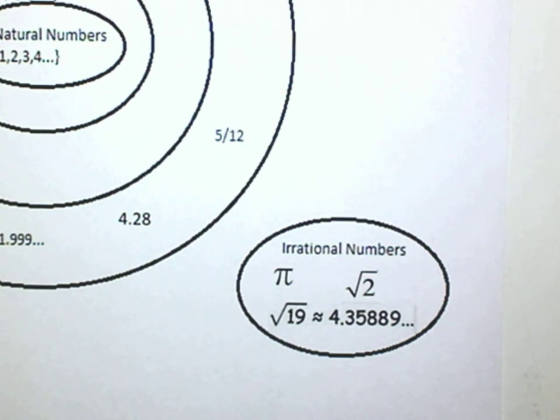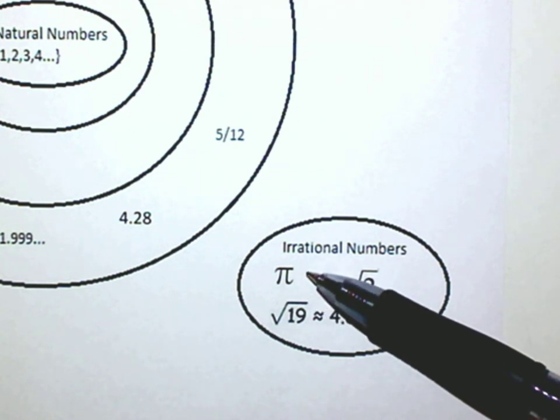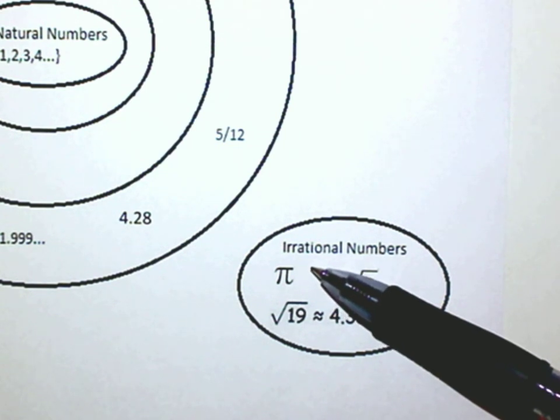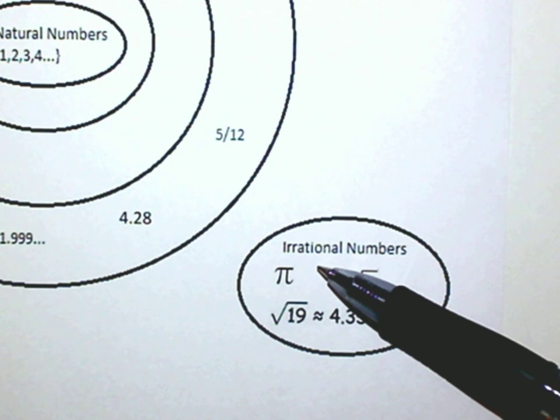One example of an irrational number is pi. If we try to write pi as a decimal, we find that the decimal keeps on going without end and without repeating. It starts out as 3.14159 and just keeps going forever. We call this a non-terminating, non-repeating decimal.